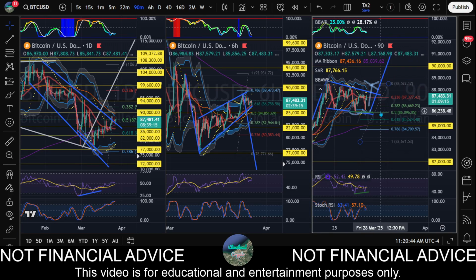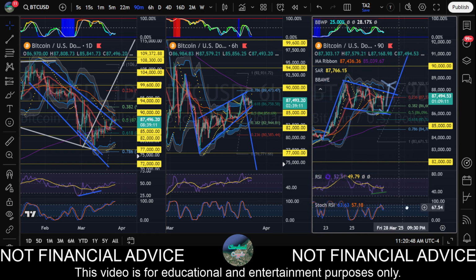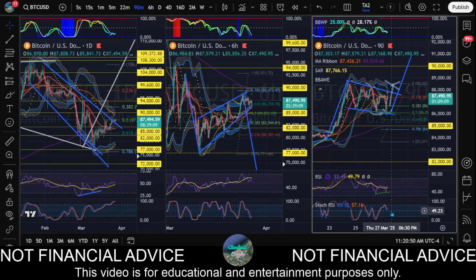And yeah, Stokes are pointing up now. That's good. Bouncing off the 50, staying in bullish territory. The RSI possibly moving into bullish territory here.